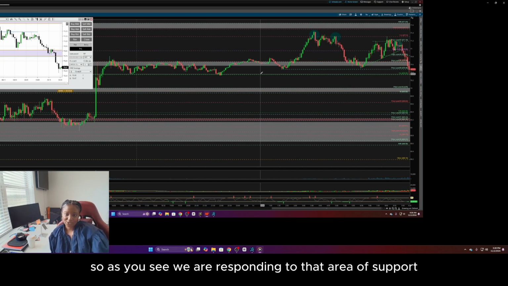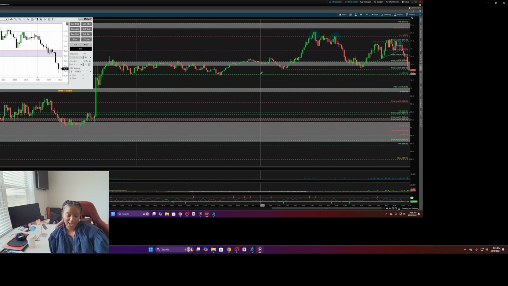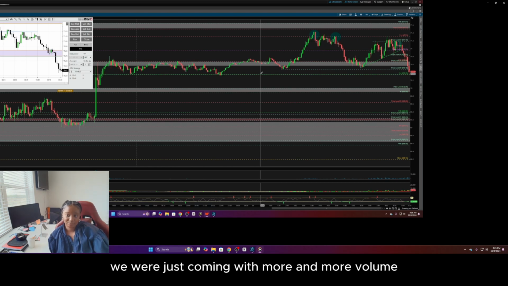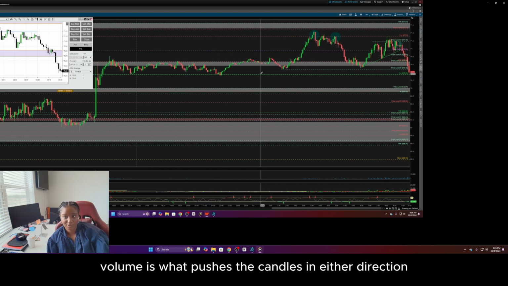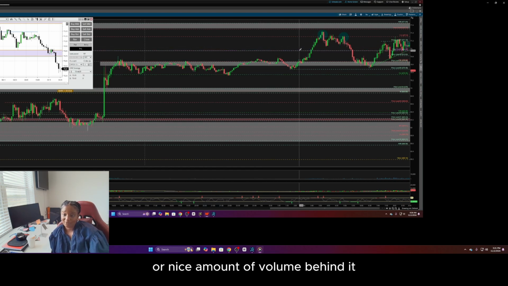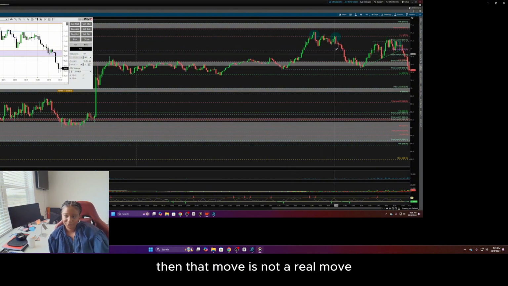So as you see, we are responding to that area of support. We're bouncing a little bit, but there was so much volume on the higher time frames that I definitely had confidence that it was going to continue to drop. As we were coming up on that next 30 minutes, we were coming with more and more volume. Volume is what pushes the candles in either direction, up or down. That candle needs some volume. No matter what direction it's going, if there's not a nice amount of volume behind it, or volume that looks correct, then that move is not a real move.